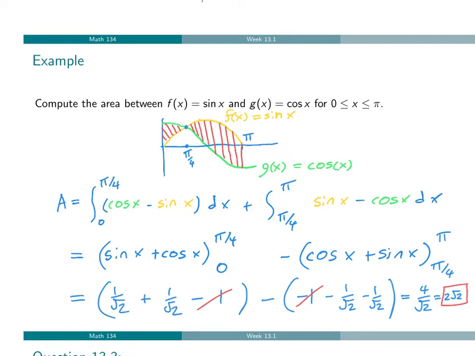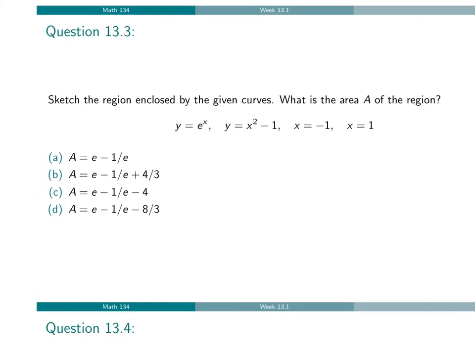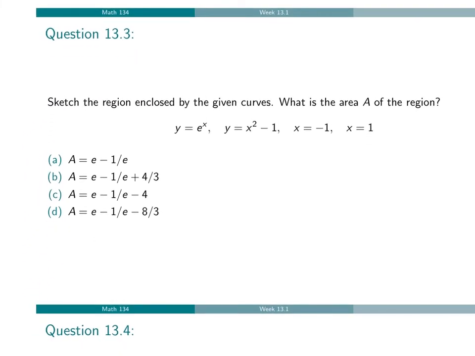All right, let's take a peek at what we're supposed to do next. So again, we'll sketch the region between the curves and try to find the area. All right, so I'll draw my sketch up here. So my top curve looks like it's going to be e to the power x. So e to the power x will look something like that. So that is my y equals e to the power x.